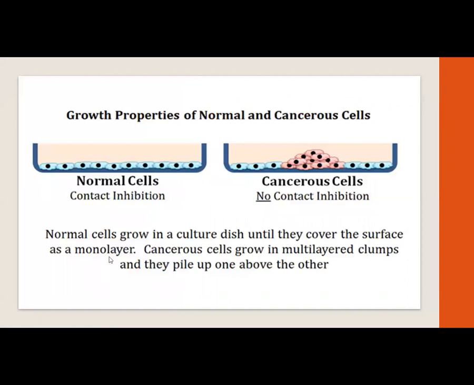If you look here, we've got normal contact inhibition versus cancerous cells, which have no contact inhibition. Basically, normal cells grow in a culture dish until they cover the surface as a monolayer. Cancerous cells grow in multi-layer clumps and they pile up on one another. So if you look at this, just structurally, you can think to yourself this is going to cause issues with things like blood flow. This can cause issues with just being a whole substance that's stuck here.